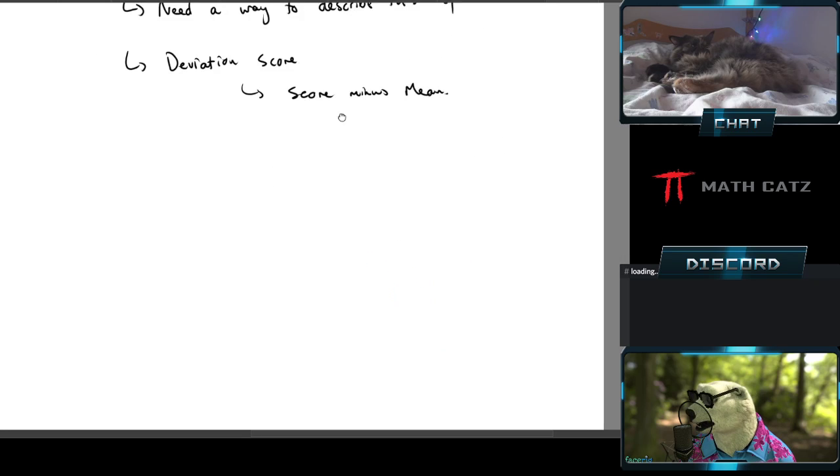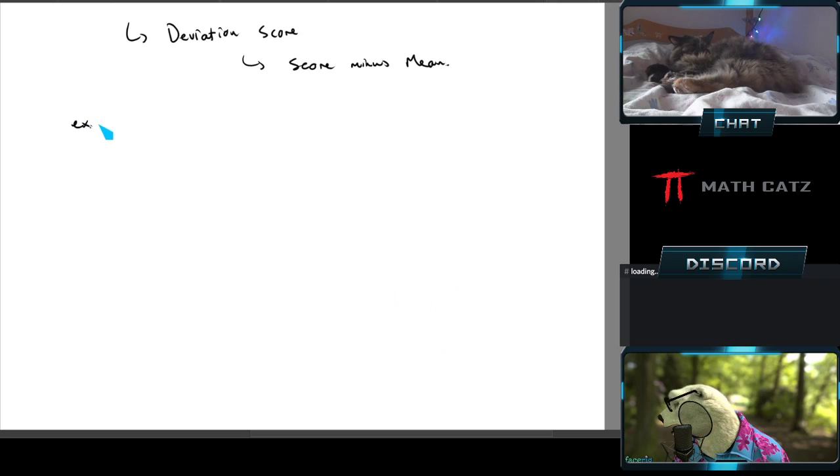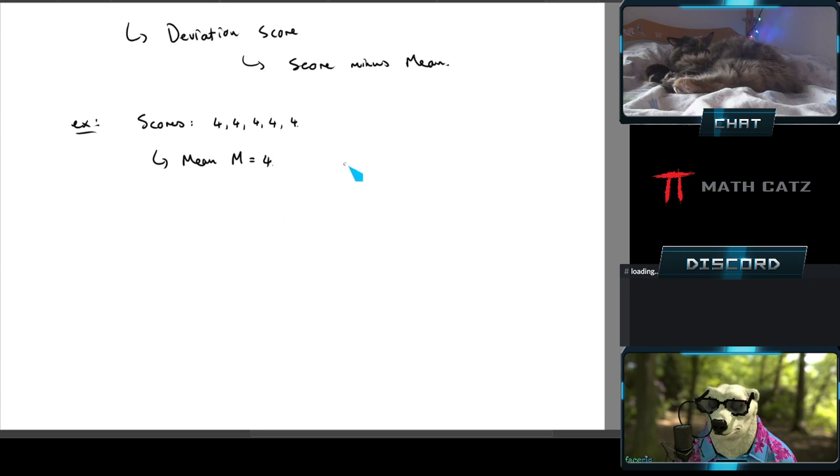Let's have an example. I don't have a slide for this one, I'm just making it up. Let's say we have the scores 4, 4, 4, 4, and 4. All scores are the same. Then the mean, M, is going to be the average of all of these. I get 1, 2, 3, 4, 5 4s that I add together, which is 20, divided by 5. It's going to be 4. Right? Obviously. So that's going to be my first example.